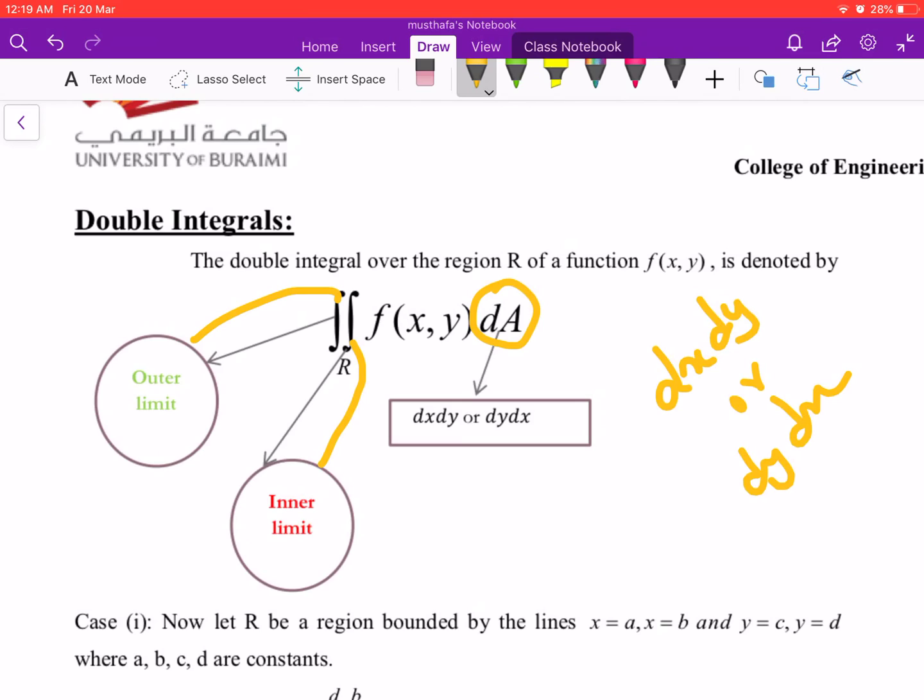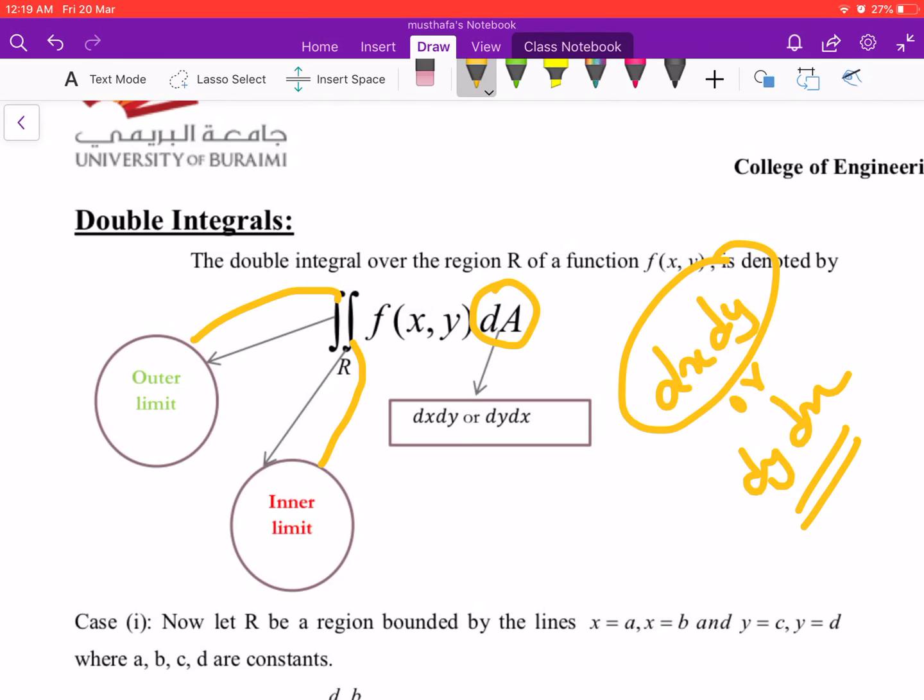For example, if you are going to perform the order dx dy, it means that the inner limit will be for the variable x and the outer limit will be for the variable y. And on the other hand, if you are going to perform dy dx, that means the inner limit will be for the variable y and the outer limit will be for the variable x.